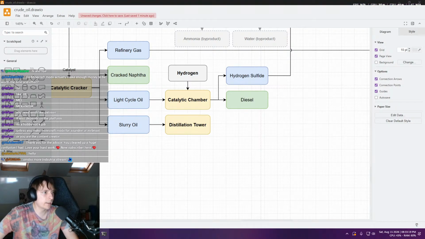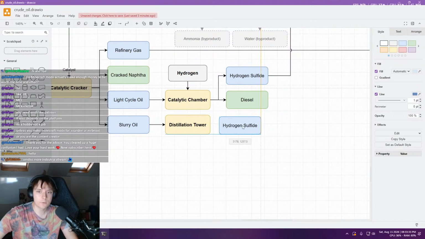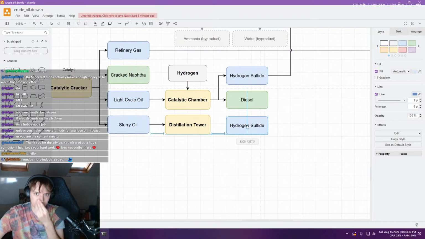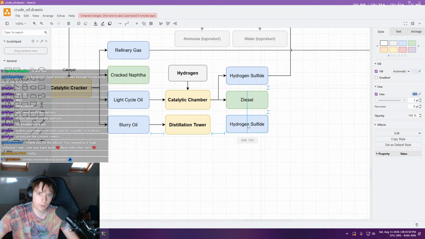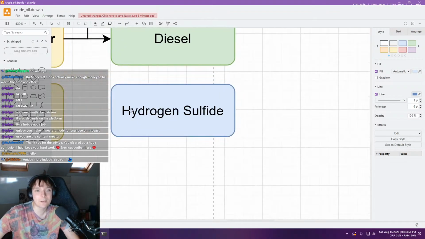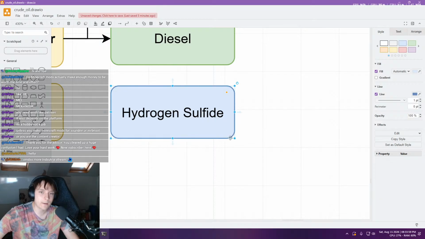Apparently, okay, wait. There might be a way here. The reason is I'm getting confused because there's two outputs that come from this. Why can I not line this up? Oh my god, it's not center aligning. It's like 1 pixel. I can't move my mouse to such precision. This is going to drive me crazy. Okay, there we go. Got it.